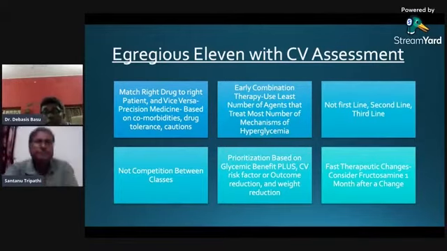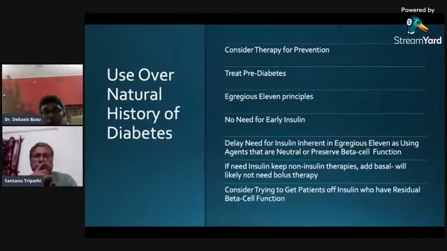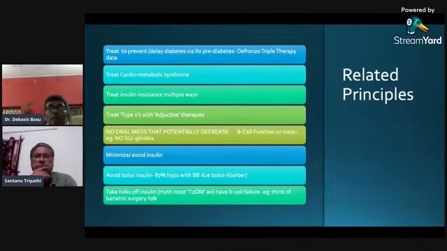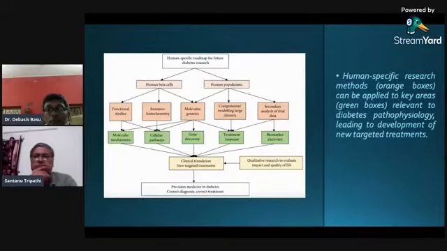Now, I'm coming to, yes, Dada. Sure, Santanu, I'm coming to the last bit of it. So, no need for early insulin. We can look into these egregious 11 principles, and we need to understand that precision medicine, of course, would be the choice to come forward.